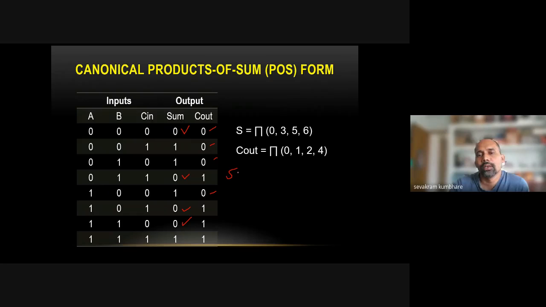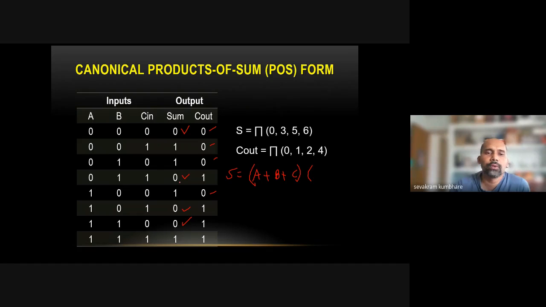Sum is equal to this. In product of sum, if 0 is there, we need to consider it as uncomplemented. That's why I can write A plus, again, B plus C, and then we need to take the product of sums. So first of all, you have to take the sum, and then you have to take the product.